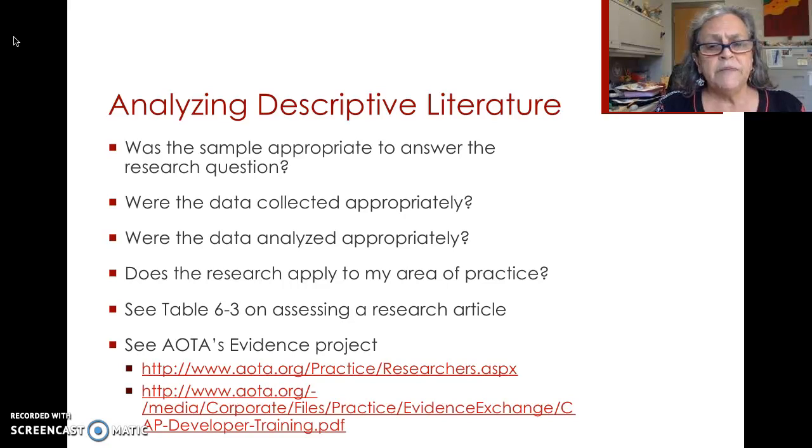So there's a lot of descriptive literature, which is really just that. It's a description. It's not literature that predicts or looks at treatment. So when you're looking at an article, you want to think about if the data was collected appropriately, if it was analyzed appropriately, and does it apply to your area of practice. Table 6.3 has an extensive table on how to assess a research article, and here are also some links to AOTA's evidence project.